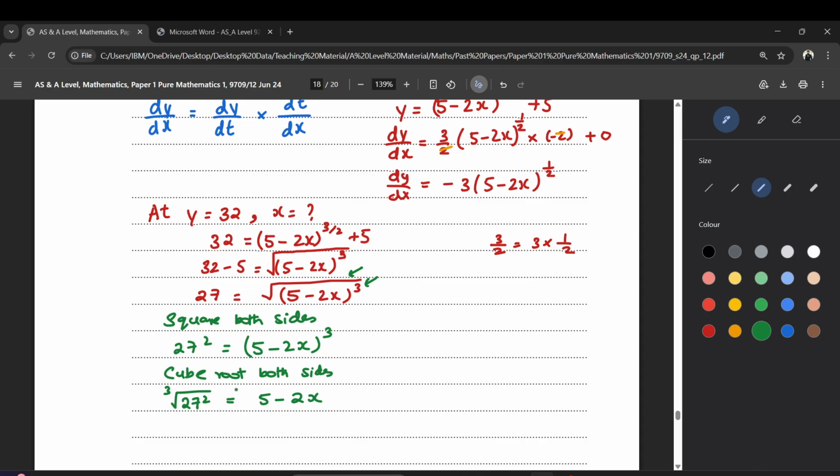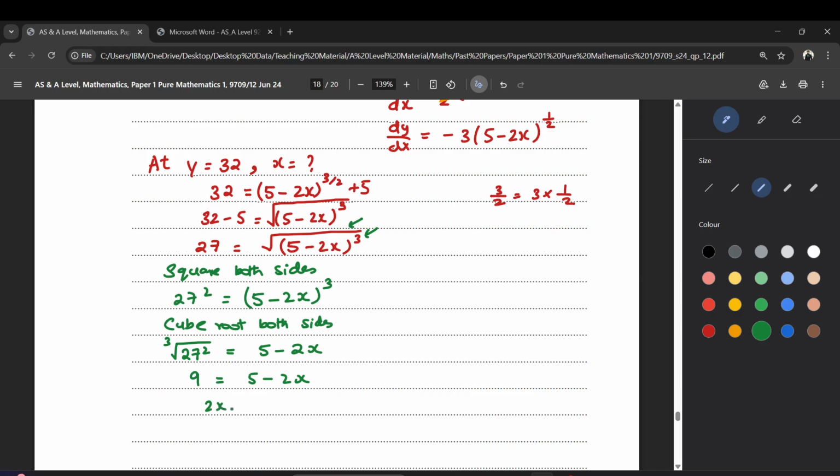So what would be the answer to cube root of 27 squared? That would be exactly 9. So 9 equals 5 minus 2x. 2x comes over here, 9 goes to the other side. Therefore, x will be minus 4 upon 2, which is equal to minus 2. Okay, so this is my x.